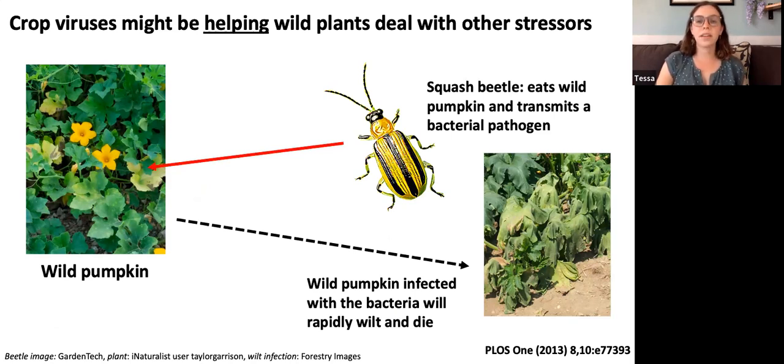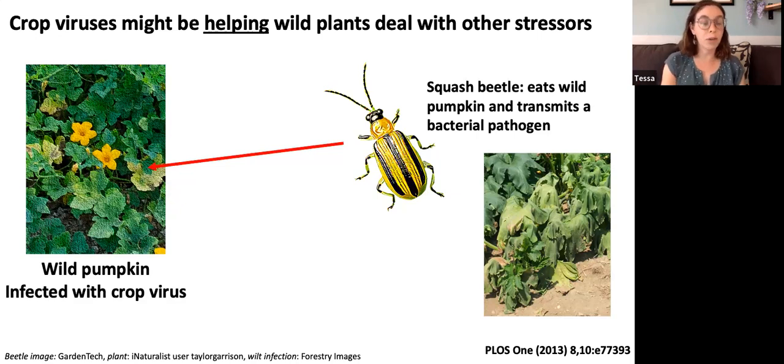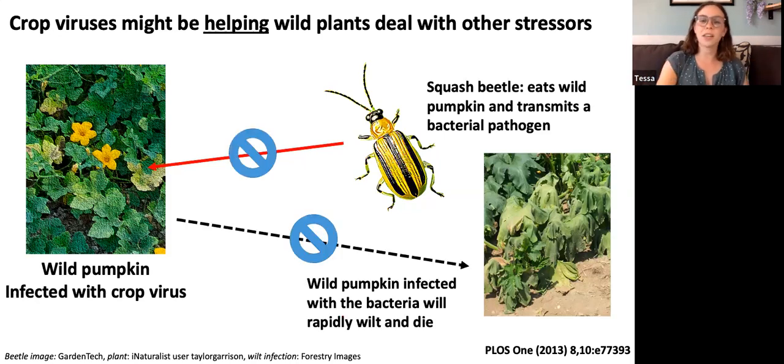However, crop viruses might also be helping wild plants deal with other stressors. For example, squash beetles can transmit a bacterial pathogen by eating wild pumpkin. They like to eat in the flowers, and they transmit this pathogen by defecating. They're pooping in the flowers. When the wild pumpkin becomes infected with the bacteria, it rapidly wilts and dies. However, when infected with a crop virus, they produce fewer flowers, which provides fewer opportunities for the beetle to feed and defecate on the flowers. So the wild pumpkins are less likely to contract this bacteria, wilt, and die.